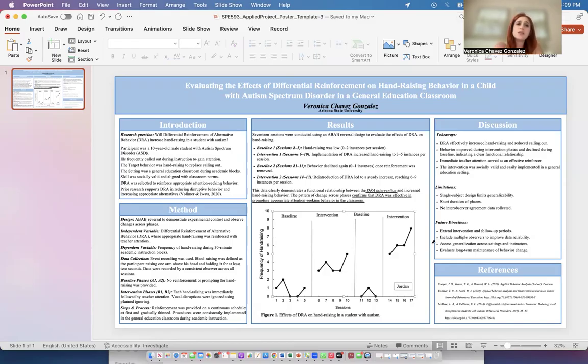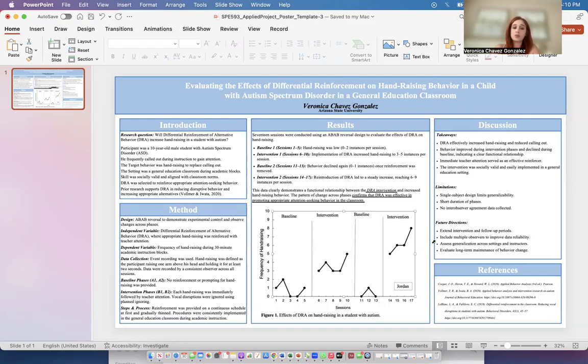My participant was a 10-year-old male who has been diagnosed with autism spectrum disorder, who frequently called out during instruction to gain the teacher's attention, which ultimately ended up causing a disruption in learning. So to address this, we used differential reinforcement of alternative behavior, or DRA for short, to reinforce hand raising as a replacement behavior. For this project, we defined hand raising as raising one arm above the head and holding it for at least 2 seconds.